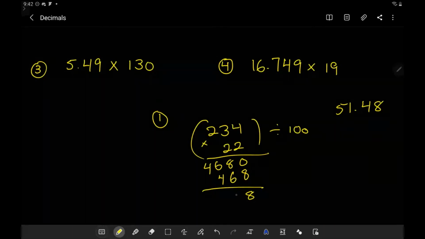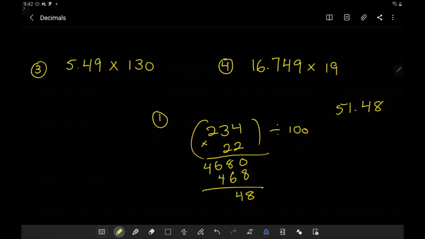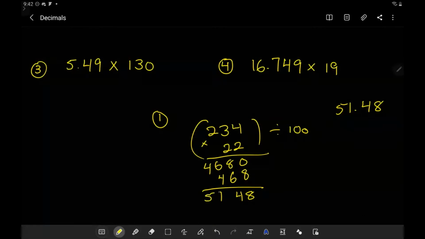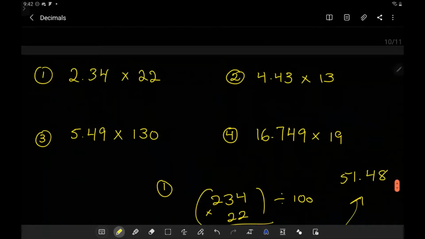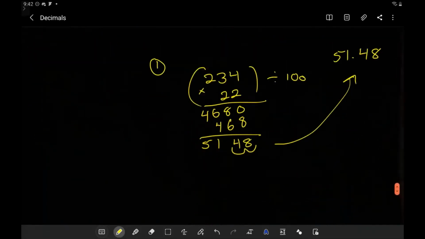8 and 6 is 14. 6 and 4 is 10, and then 1 from the 14 will give us 11. And 4 and 1 is 5. All right, so the answer, because we have to divide by 100, is 51.48, which is what you all said it was, right? That's good.